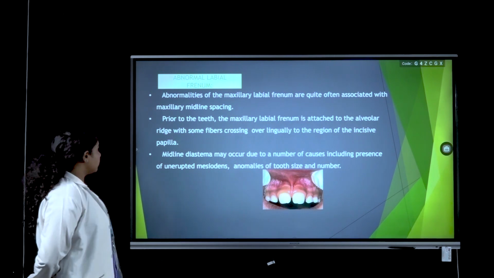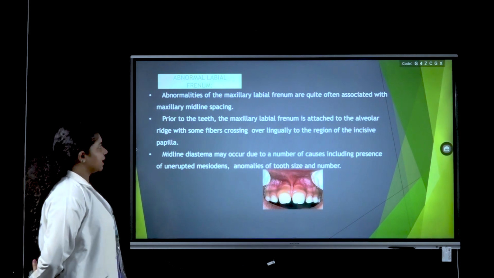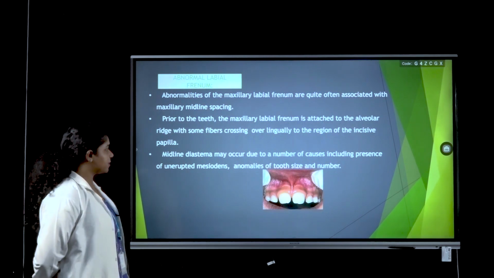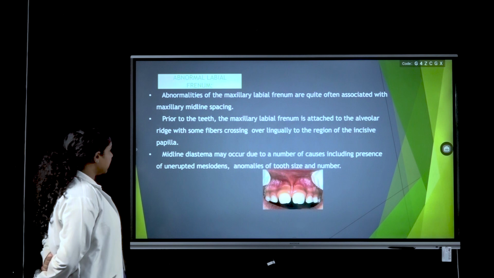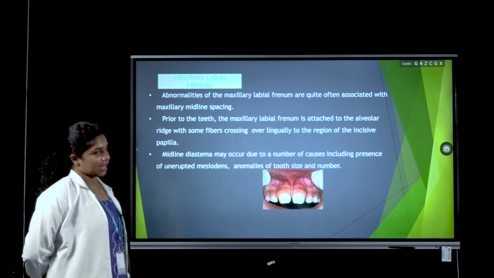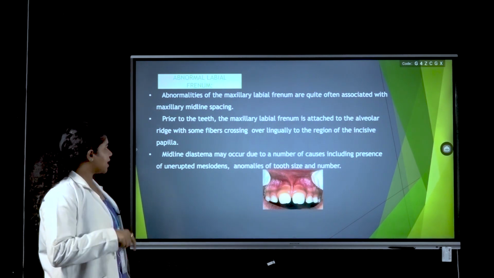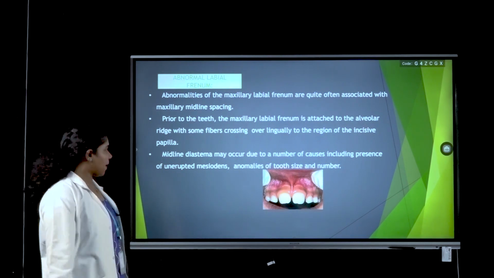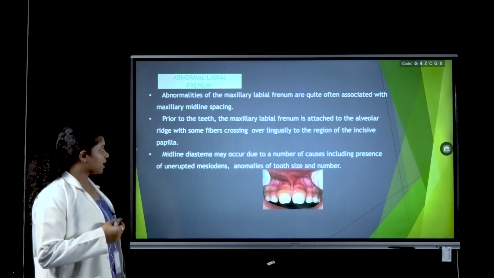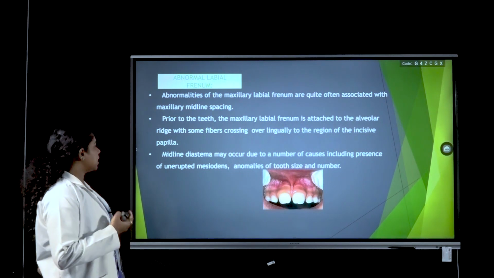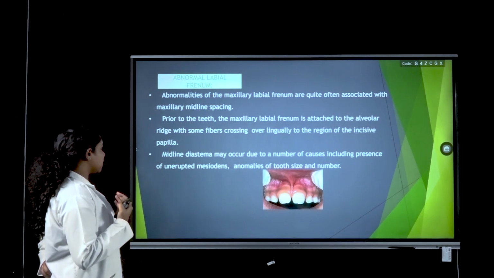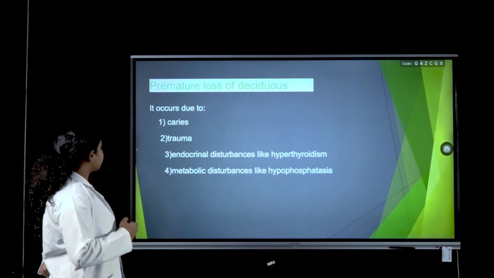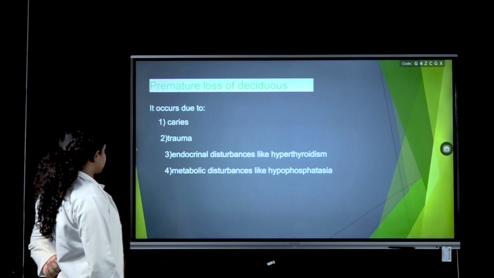Abnormal labial frenum. Abnormalities of maxillary labial frenum are quite often associated with maxillary midline spacing. Prior to the eruption of the teeth, the maxillary labial frenum is attached to the alveolar bone, and some fibers can also go over lingually to the incisive papilla. Midline diastema can occur due to a number of causes that include presence of unerupted mesiodens, abnormalities in tooth size and number.